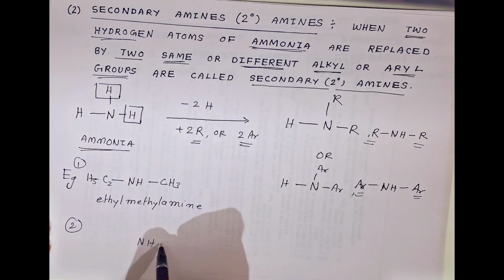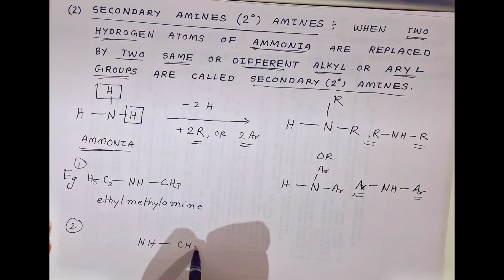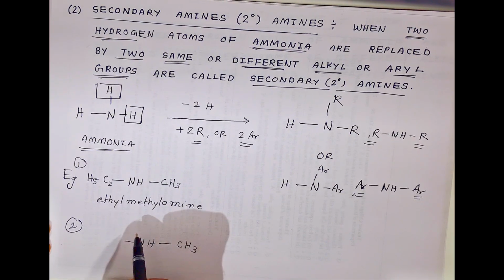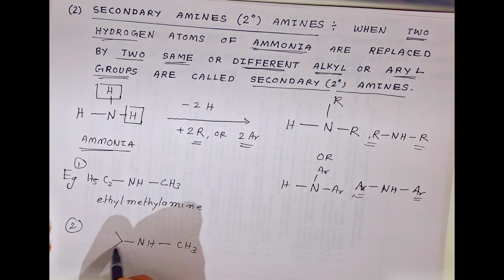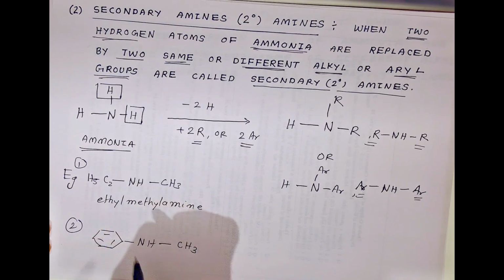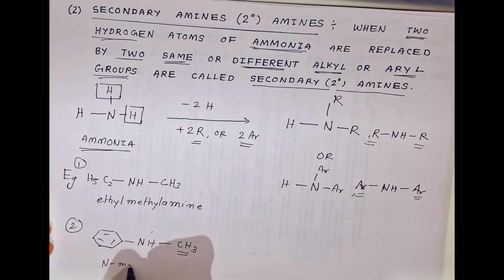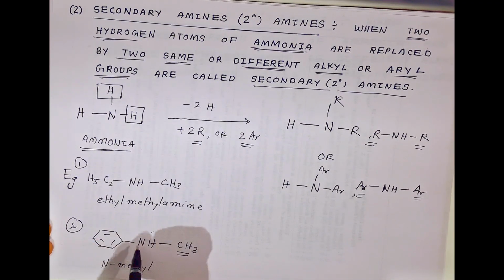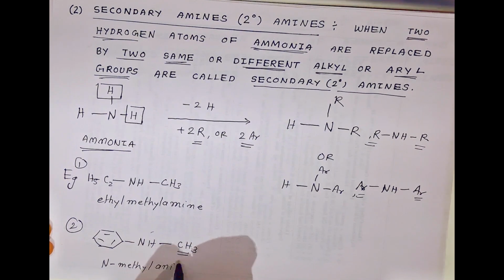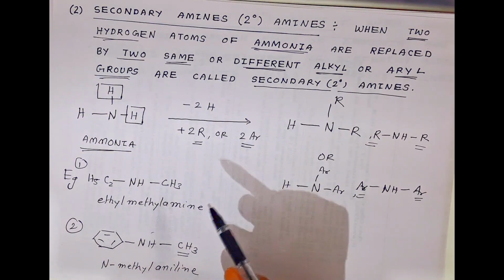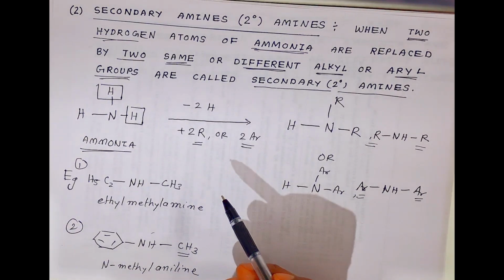Here also, students, suppose here it is methyl, here I am representing an aryl group, that is benzene. So the name of the compound will be N-methyl. Here this methyl is attached to nitrogen, so we write N-methyl, and this is aniline. Okay students, so this is the aromatic type of second degree amine. So this way, students, in the board examination you can explain. For 2 marks they may ask in the board examination.